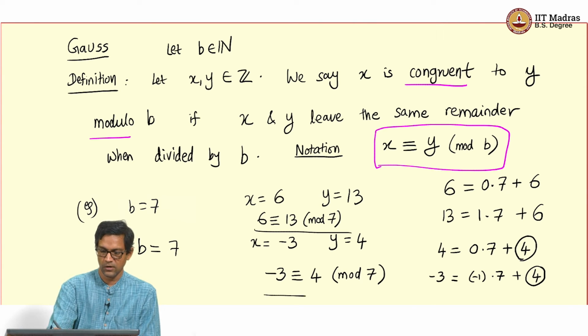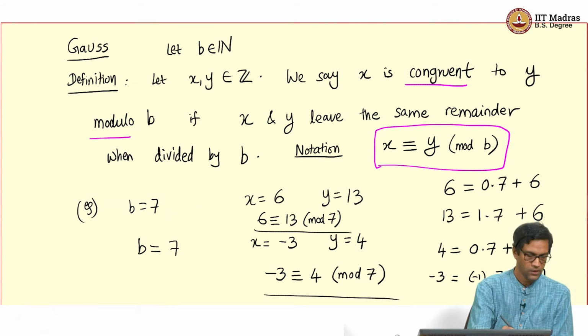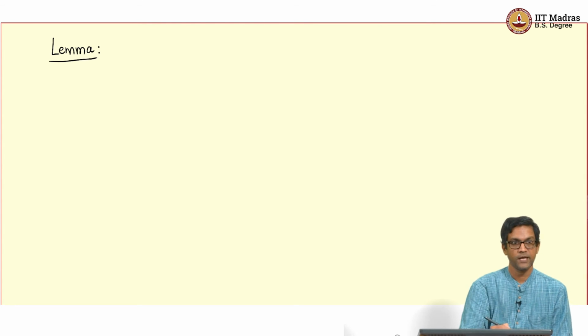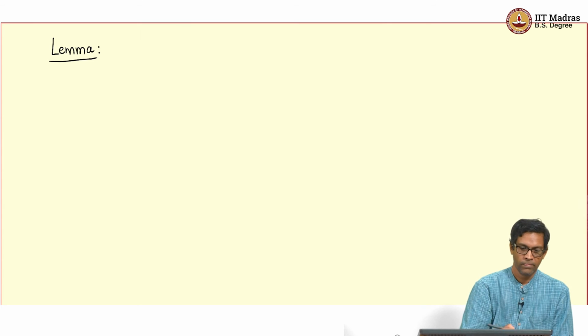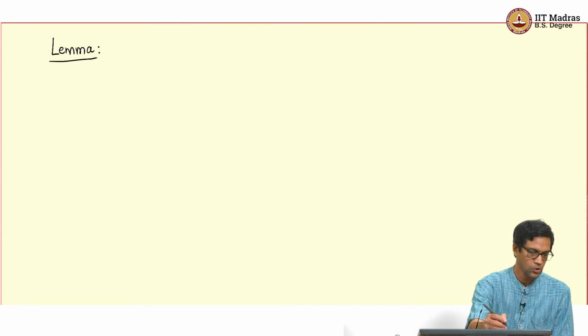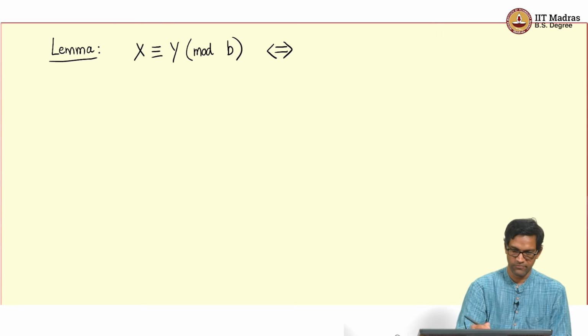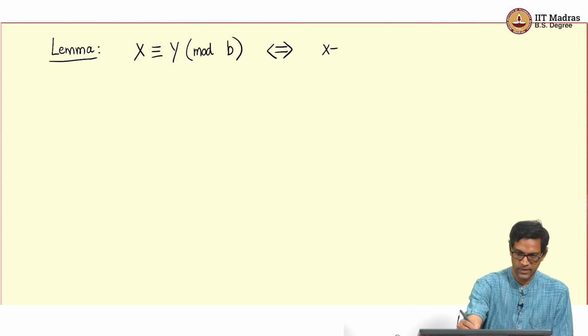Okay. So, these are all examples. Now, let us write out the following simple lemma, which gives us a quick way of checking that two numbers are congruent to each other modulo b, instead of actually finding the remainders themselves. So, x is congruent to y mod b if and only if. Recall this is a symbol for if and only if, x minus y.